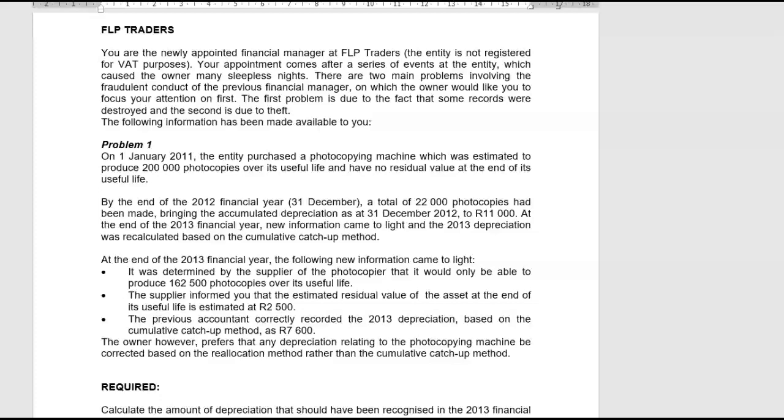FLP Traders, it is a short question but a good question, and it really tests whether you understand what the reallocation method and cumulative catch-up method is all about. You are the newly appointed financial manager of FLP Traders. The entity is not registered for VAT purposes.